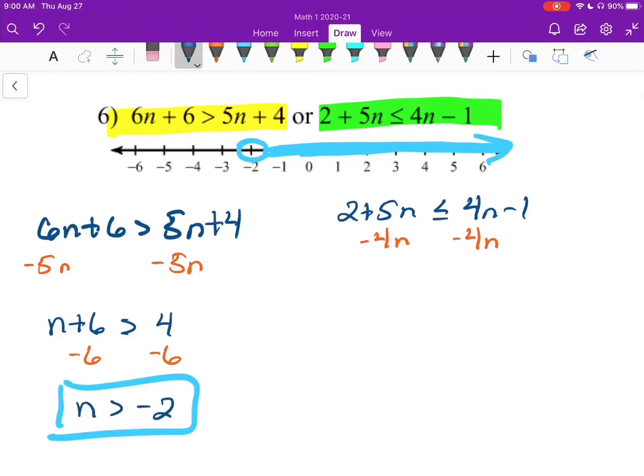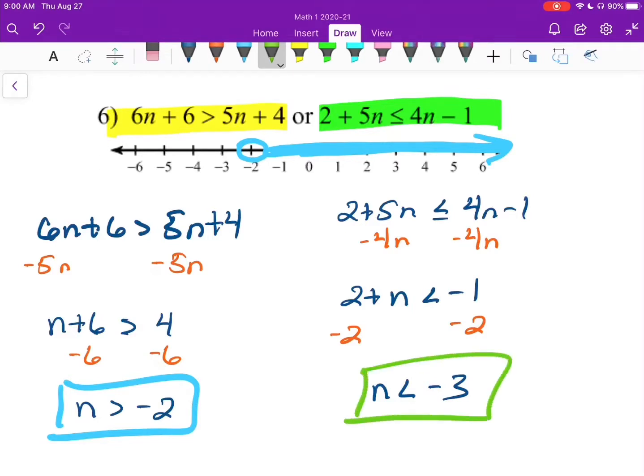So now I'm going to have 2 plus n is less than or equal to negative 1. I subtract 2 from both sides, and I get n is less than or equal to negative 3. I'll graph this one in green. Closed circle on negative 3. It says n is smaller than negative 3, so it's going to be going over here.